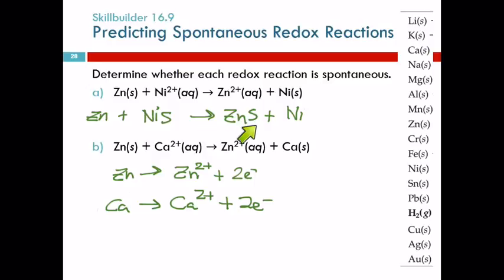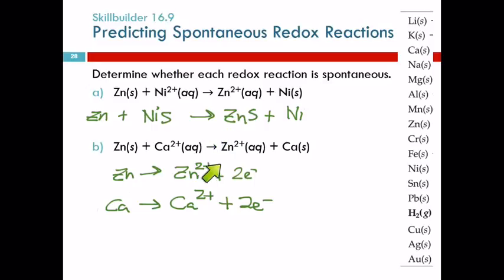So zinc is going to be with the anion, and then nickel will be out by itself. If zinc is more desirable, more active, then sulfur will go with it instead.